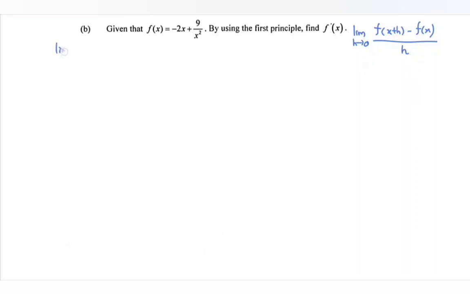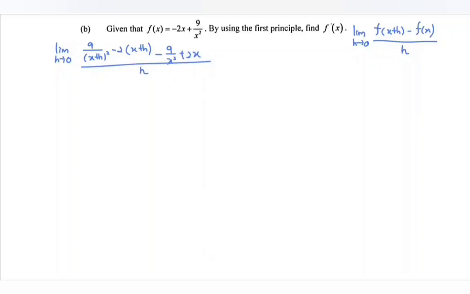So limit when h approaching 0. So we have f(x plus h). So in here we have 9 over (x plus h) squared minus 2(x plus h). Then minus f(x). So if you minus, we will have 9 over x squared plus 2x over the h.